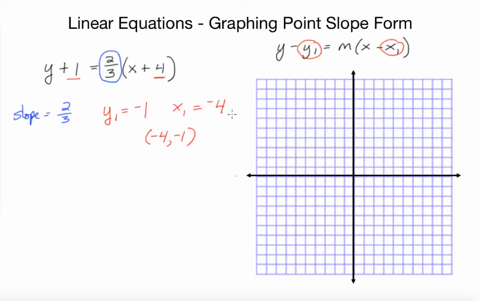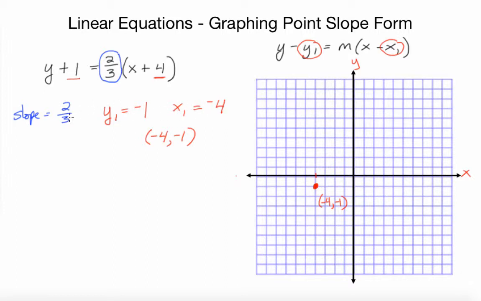I know my line is going to go through that point. I have enough to graph it right here. I can plot my point. There's my x-axis, and there's my y-axis. So at -4 for x, and down 1, there's that point right there, -4, -1. My line in point-slope form has to go through that point.